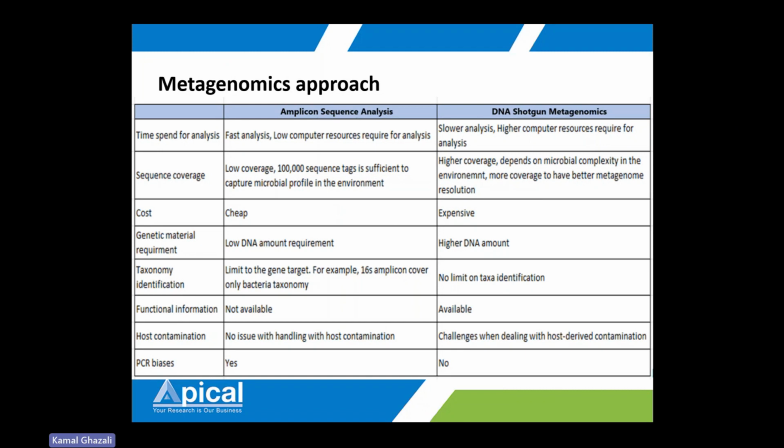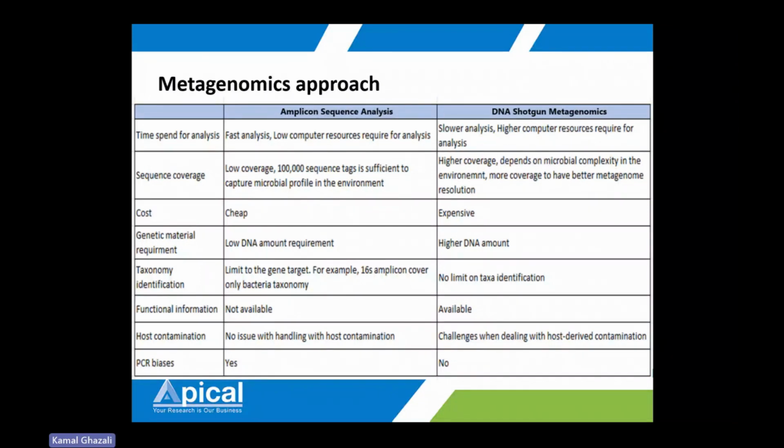The shotgun metagenomic is considered quite expensive because you need a higher coverage, because you need to sequence all the fragments that are present in the sample pool, and the analysis also takes a lot of computer resources. So this adds cost to the DNA shotgun metagenomic analysis.